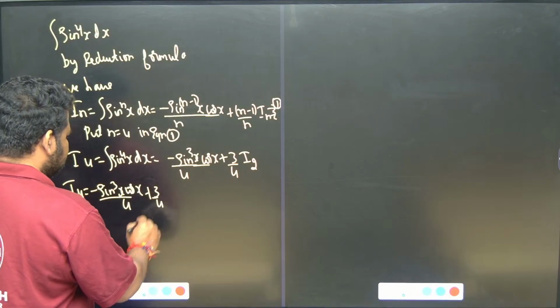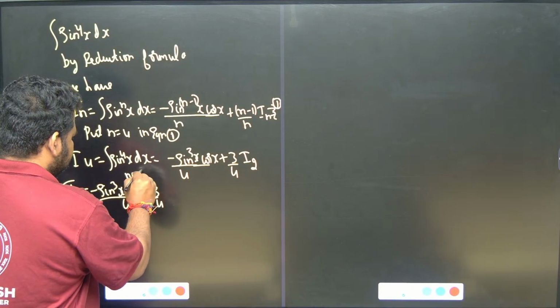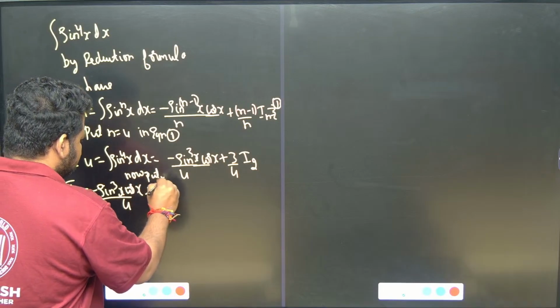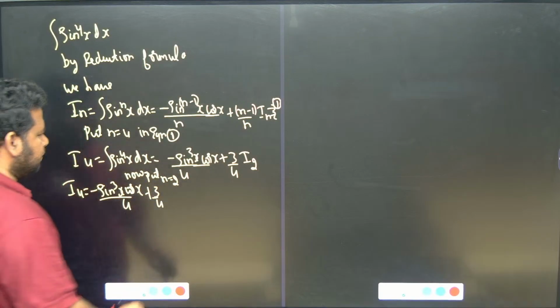Now put n is equal to 2. Okay. So what we will get? 3 by 4.